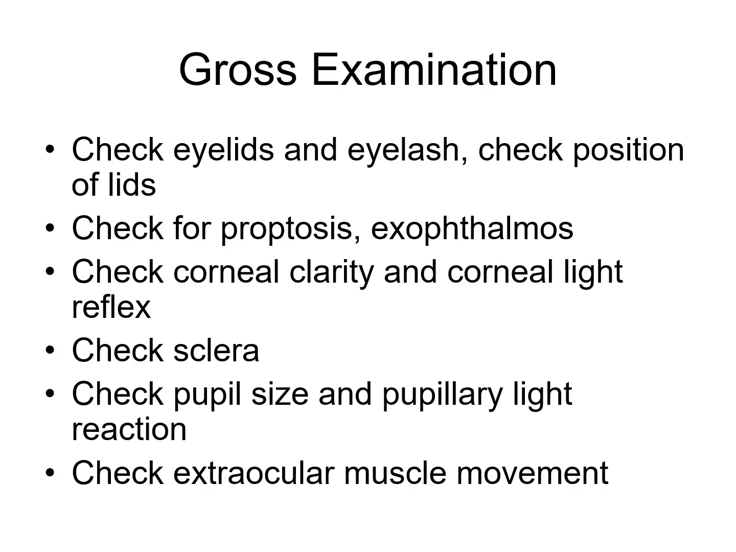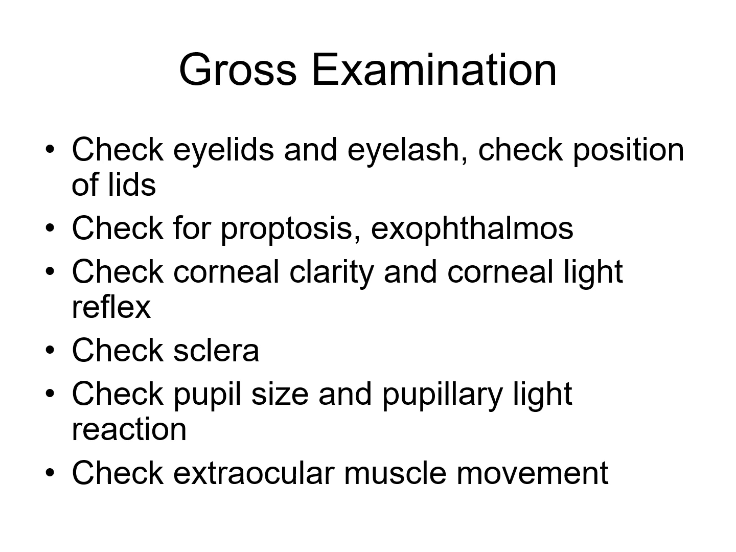The next step of the 6-part eye examination is gross examination of external eye structures. We examine the patient from out to in, top to bottom. First, we check the patient's eyelashes, eyelids, eyebrows. We check the position of the patient's lids for any signs of eyelid drooping or eyelid retraction. We check the globe for any proptosis or exophthalmos.